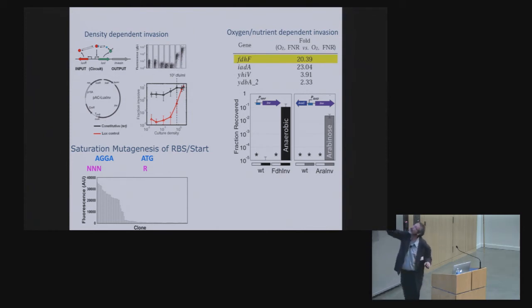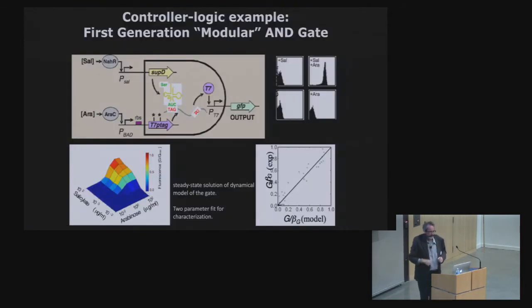And we did very similar things for doing anaerobic invasion and sensing of sugars and so on. So now we had sensors and we had actuators. We needed logic gates to put them together. So we started building logic gates. This is an example of a dumb logic gate. It's an early logic gate, but it works pretty well given how dumb it is.